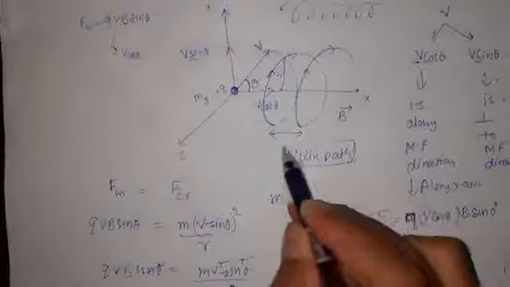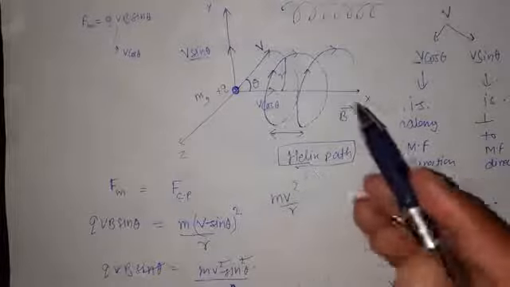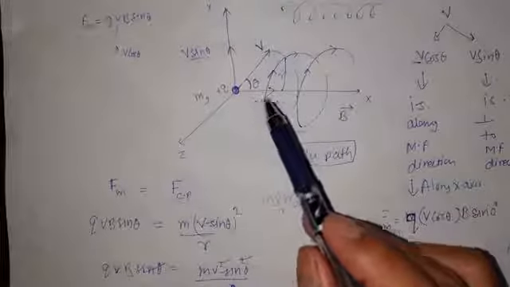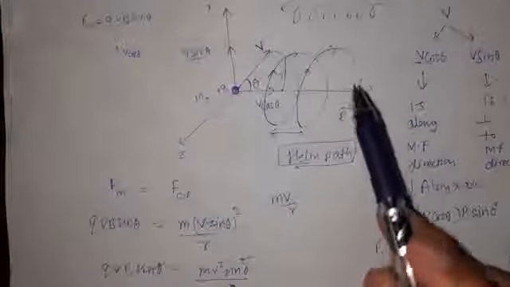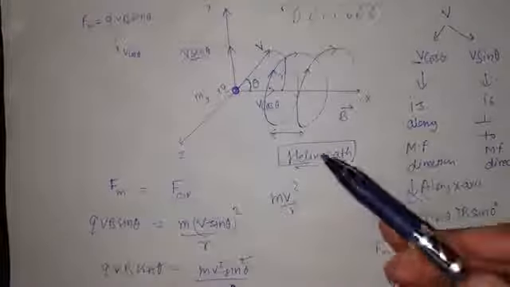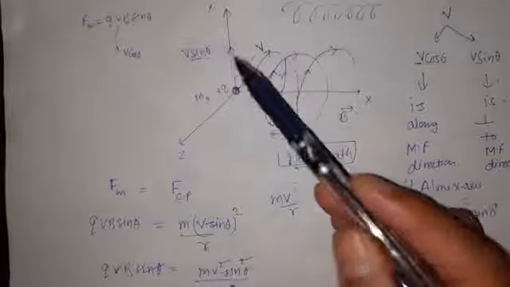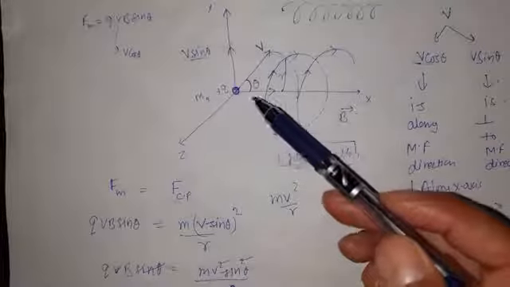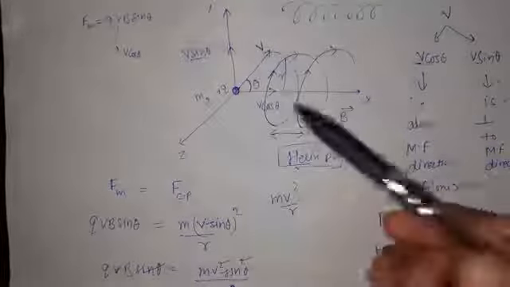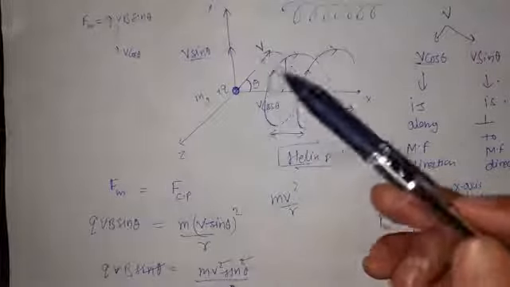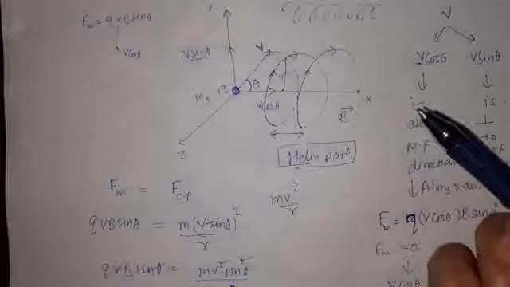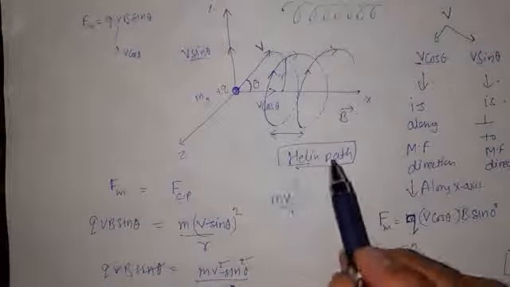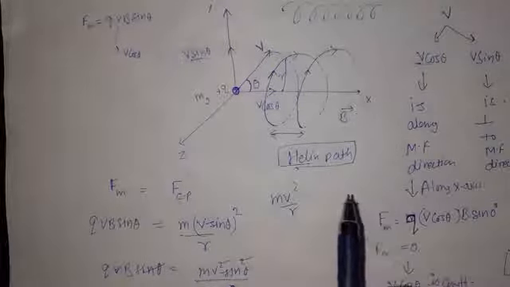So remember, when the charge enters at an angle, we should give the answer that it moves along a helix path. Why does it move along a helix path? Because of these two components of the velocity. One is responsible for its horizontal motion, while the other is responsible for the motion along a circular path. Therefore this is our helix path, the combined effect.